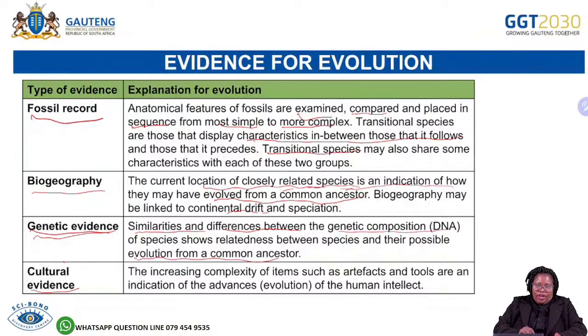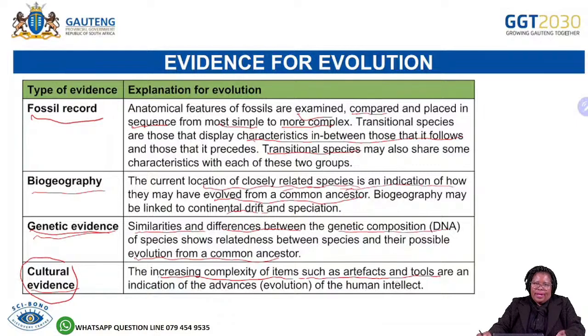Also, the type of evidence that we'll be looking at is the cultural evidence. And what is cultural evidence? As we explain it for evolution, with cultural evidence, for an example, the increasing complexity of items such as artifacts and tools are an indication of advancement of the human intellect.